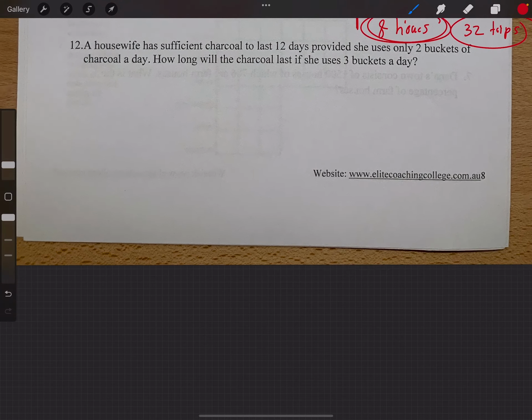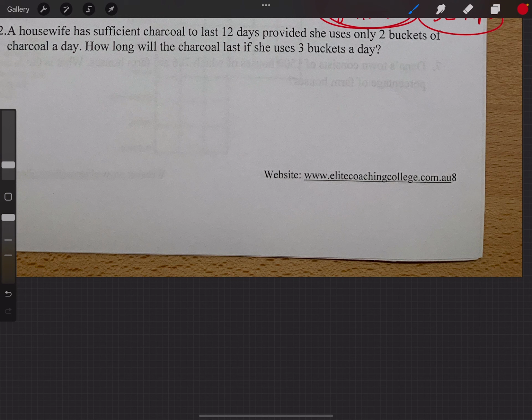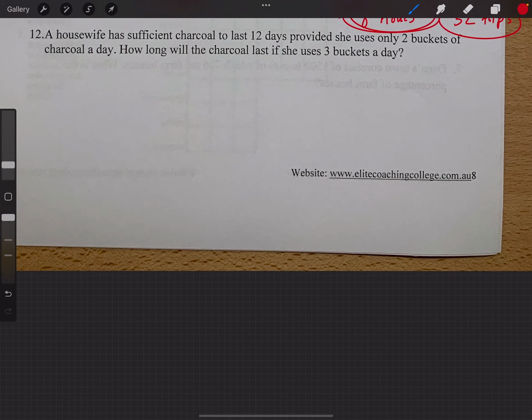Alright, next question. A housewife has sufficient charcoal to last 12 days, provided she uses only 2 buckets of charcoal a day. How long will the charcoal last if she uses 3 buckets a day? Okay, so let's see how much charcoal she has. 12 days, provided she uses 2 buckets of charcoal a day. So each day she uses 2 buckets. So that means 1 day is 2 buckets, right?